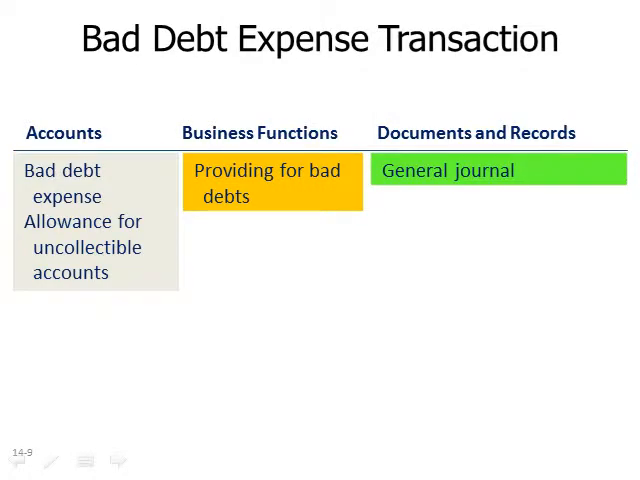Under the bad debt expense transaction, we look at accounts including bad debt expense and allowance for uncollectible accounts. The function is providing for bad debts, and then generally the document out of that is our general journal, which evidences how we account for our bad debt expense.